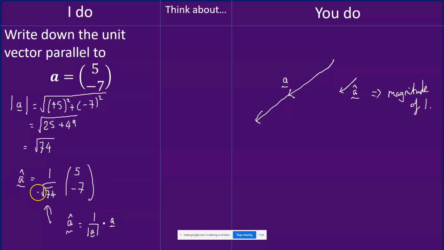So basically what I'm going to do now is check this is actually a unit vector. So let's work out over here what the magnitude of a hat is. What you can do with a vector is take it inside. So if I take this inside, my new vector is going to be 5 lots of root 74, look at the way I've taken it inside, and minus 7 root 74.